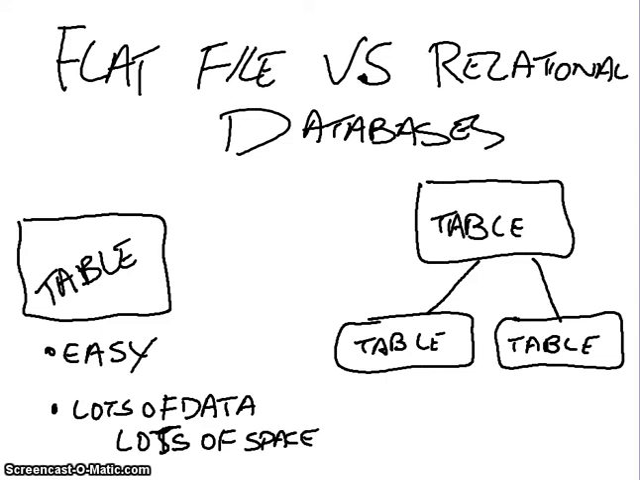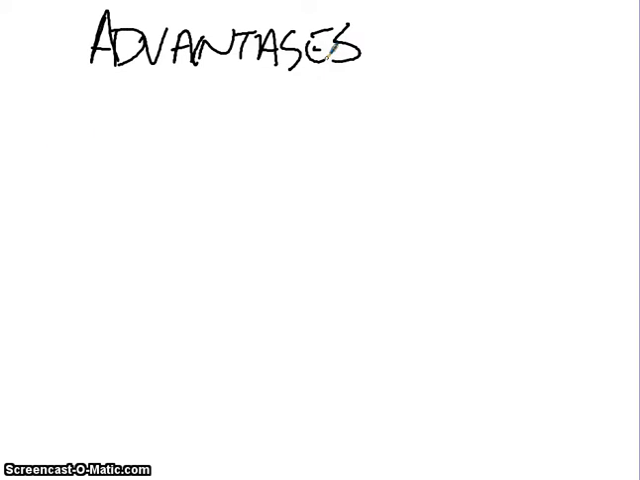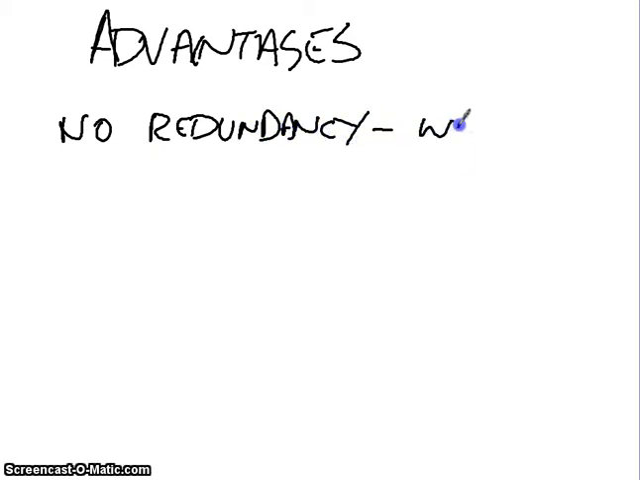So, the advantages of relational databases. The advantages of it is that there's no redundancy. Okay? Now, when we talk about redundancy, it really means wastage. Okay? It means that we don't have to type the same thing twice.